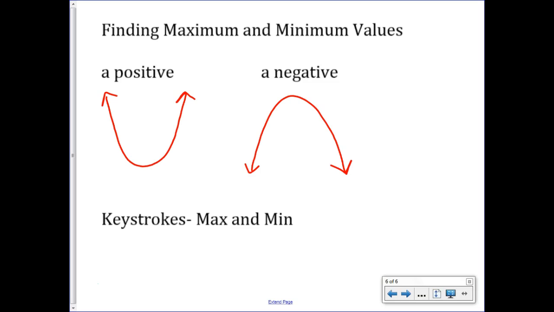So on a positive parabola, we never have a highest point. We never have a maximum because those two arrows tell you that it's going on and on forever. But we have a minimum down here. And that minimum occurs at the vertex. For the negative, we have a maximum at the vertex.